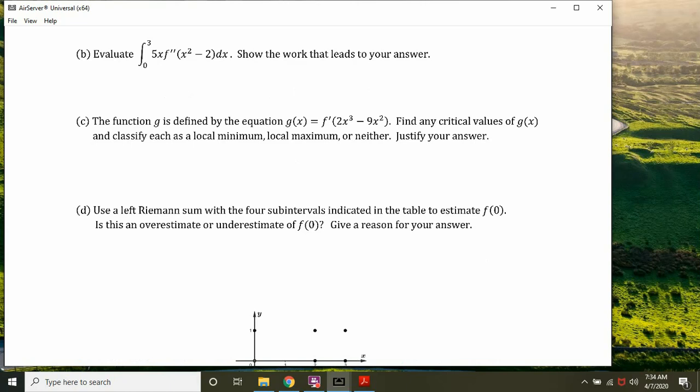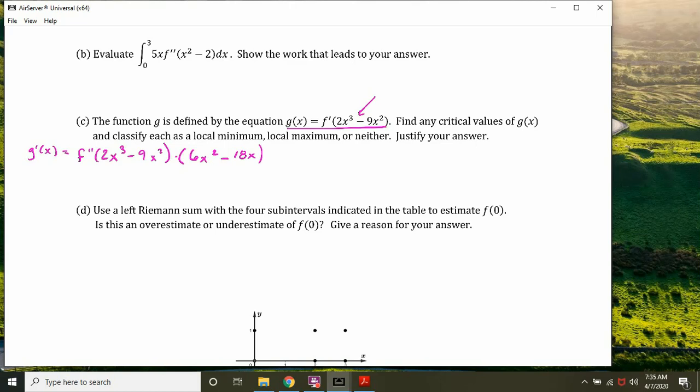Okay. So again, the hint here was to use the chain rule to take the derivative of this thing. We have a function inside of another function. So g prime, the derivative of f prime would just be f double prime of this thing times the derivative of the inner quantity. So that's going to end up being 6x squared minus 18x. So there's the derivative of g.